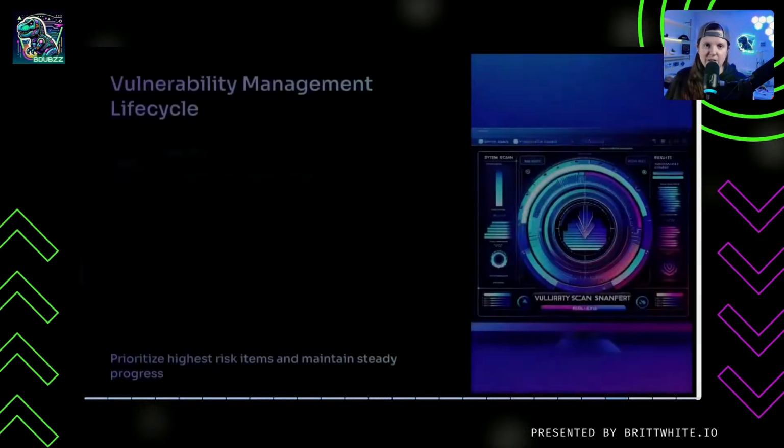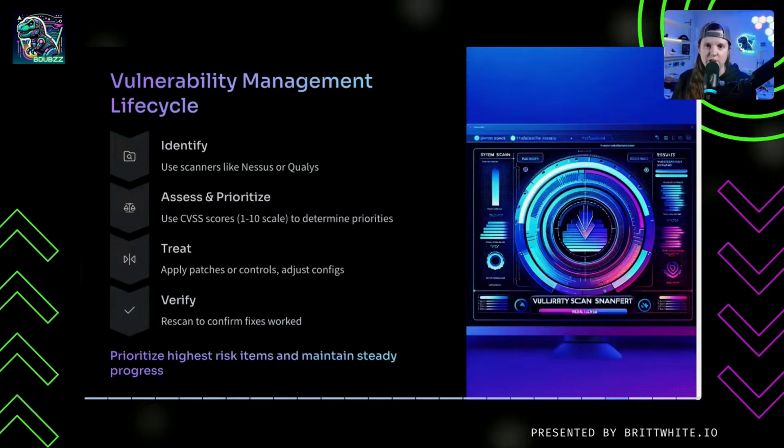Now that we've gone deep into patch management, let's take a quick look at vulnerability management. This follows a structured lifecycle that's essential for maintaining security. First, we identify any vulnerabilities using specialized tools like Nessus or Qualys. These scanners serve as our first line of defense. Next, we assess and prioritize our risk using CVSS scores, which is the Common Vulnerability Scoring System we've discussed before, which provides a 1 to 10 scale to determine our priorities so we can decide what needs to be fixed first. Then comes vulnerability treatment, which includes applying patches, adjusting configurations, or implementing controls to address these vulnerabilities.